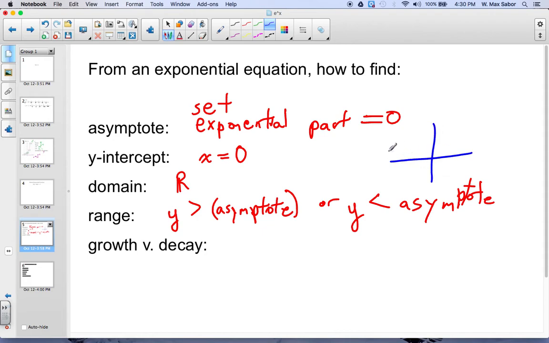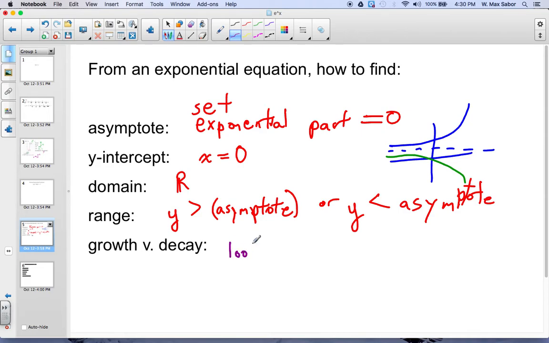Usually you'll have something like, here's our asymptote, and it's going above, but occasionally you'll have something like, here's our asymptote, and it's going below. You can just plug in any value or look at the y-intercept, and you'll be able to tell: are all the points above the asymptote, or are all the points below the asymptote? Based on that, you'll be able to tell whether the range is y is greater than or y is less than.